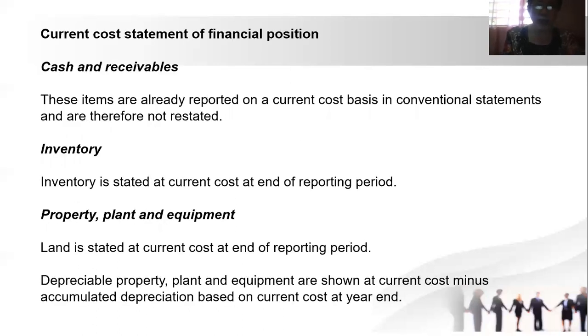Now we have the current cost statement of financial position. Cash and receivables are already reported on a current cost basis in conventional statements and are therefore not restated. Inventory is stated at current cost at the end of the reporting period. For property, plant, and equipment, land is stated at current cost at the end of the reporting period. Depreciable property, plant, and equipment are shown at current cost minus accumulated depreciation based on current cost at year end.